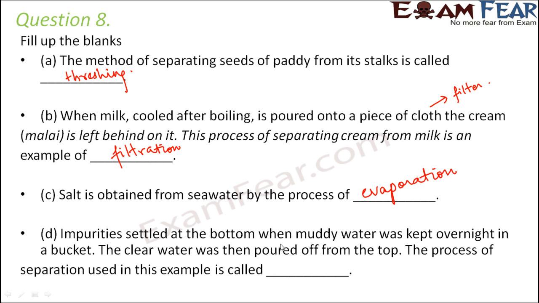Impurities settled at the bottom when muddy water was kept overnight in a bucket. Why were the impurities settled at the bottom? Because the mud particles, being heavier, settle at the bottom. This is called sedimentation. The clear water was then poured off from the top. So the process of separation is known as sedimentation and decantation. Sedimentation is the first part, where the impurities settle at the bottom, and the second part, where the clear water is poured off from the top, is called decantation. So the overall process is sedimentation and decantation.